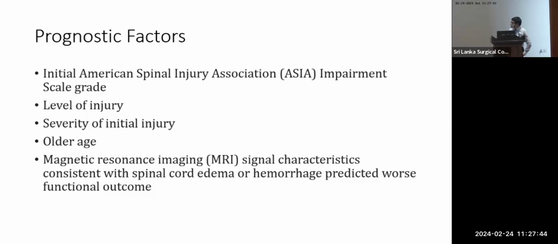And the severity of initial injury. If the initial injury or the primary cord injury is minor, likely outcome will be better. If the primary cord injury is severe, likely outcome will be poorer. And old age, the higher the age, outcome tends to be poorer. And there are certain MRI signal characteristics like spinal cord edema, hemorrhage, they predict the worst functional outcome.